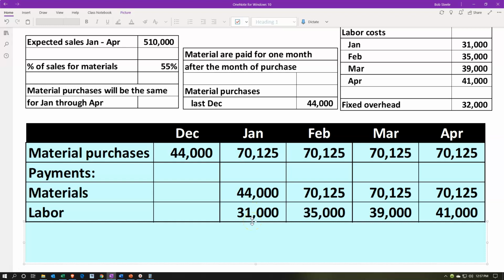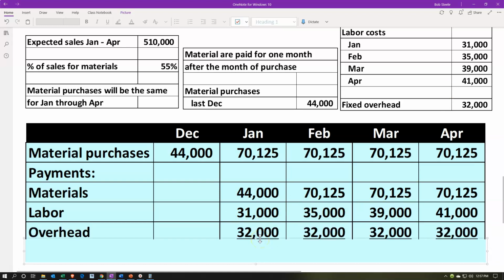Then the labor is given to us here. So we're going to say that there's going to be payments for labor, and they're just given to us January, February, March, and April. So these are going to be the payments that are going to go out with relation to the labor. Then we have the overhead. The overhead is typically something that's often fixed. And many things, when you think about your budgeting or your cash outflows, they might be fixed, like the rent or something like that. It's going to be standard each month. Those are going to be nice and easy for us to then predict into the future. The $32,000 is going to be all the way across.